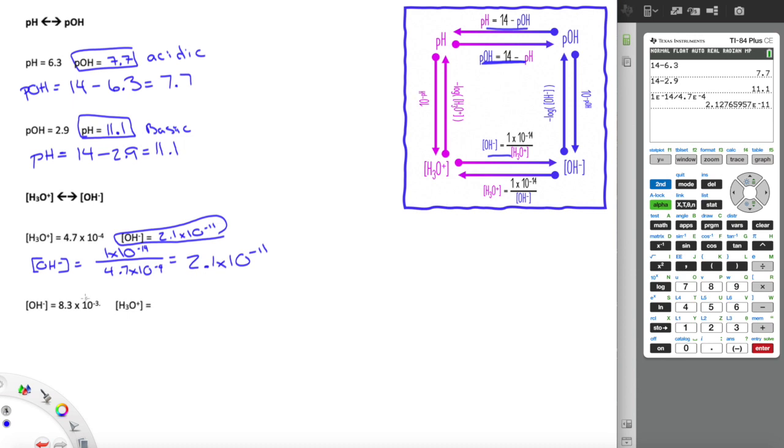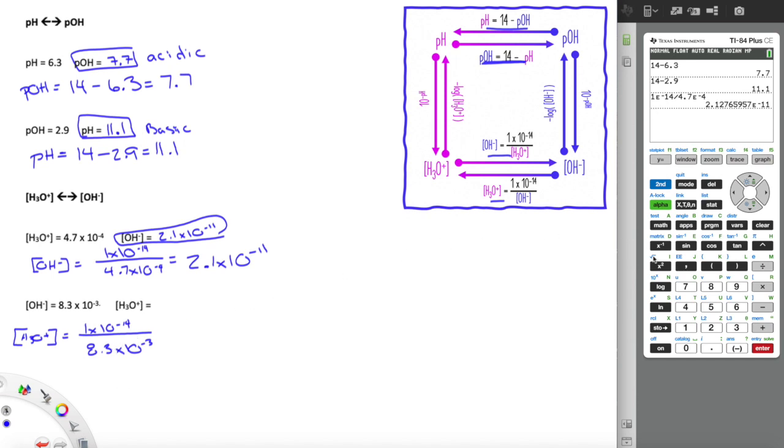All right. Now let's go ahead and do the second one. So now we're being given the hydroxide ion concentration, and we need to figure out the hydronium ion concentration. So I'm going to set this equal to my unknown, my hydronium ion concentration here. And I want to choose the equation where that's on its own on one side of the equation. So that's going to be my second equation down here. And then I'm going to do 1 times 10 to the negative 14th divided by that hydroxide ion concentration of 8.3 times 10 to the negative 3rd.